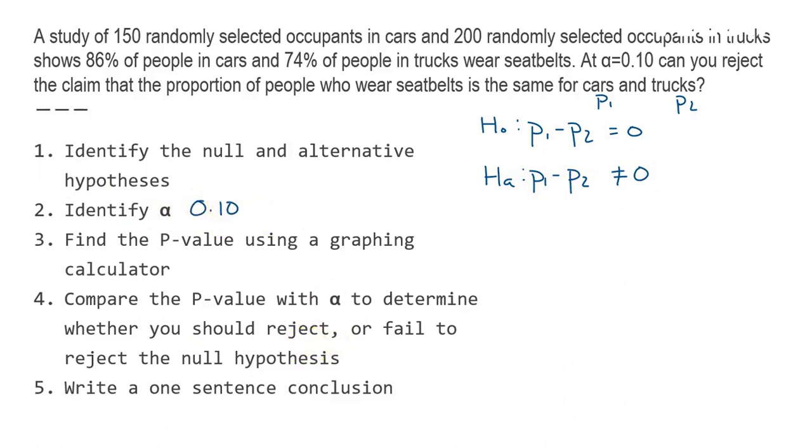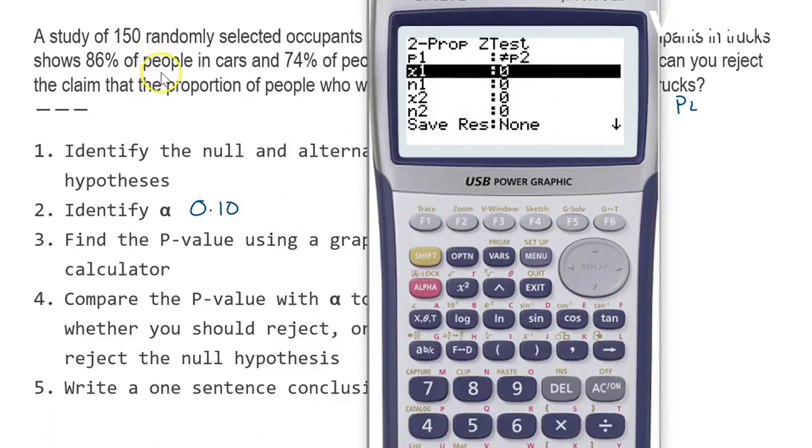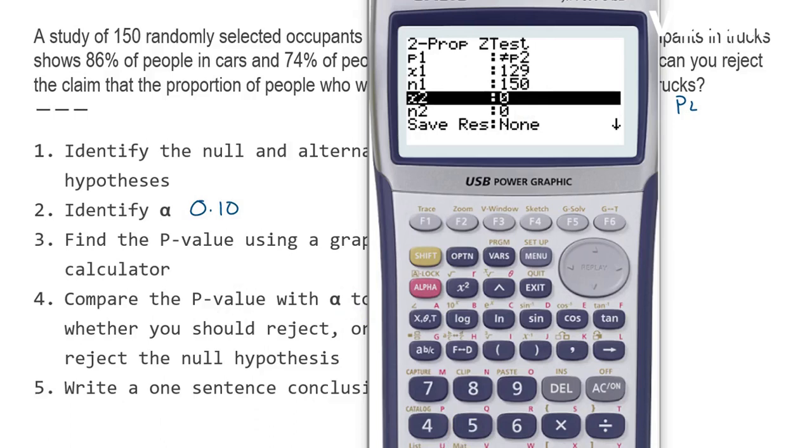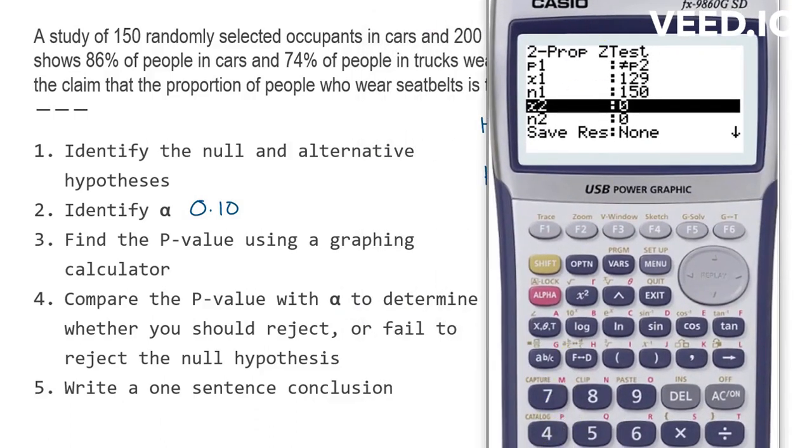So now we get to go to the calculator. All right, so we're testing that P1 is not equal to P2. For X1, they said 86% of people, so I'm going to do 0.86 times 150 because that's how many people were in cars. And then my N would be 150. And then for the trucks, it was 74 out of 200. So I'm going to do 0.74 times 200, and then my N would be 200.